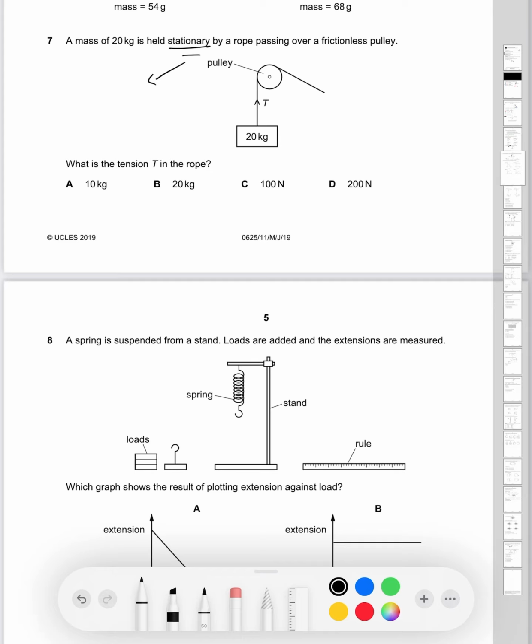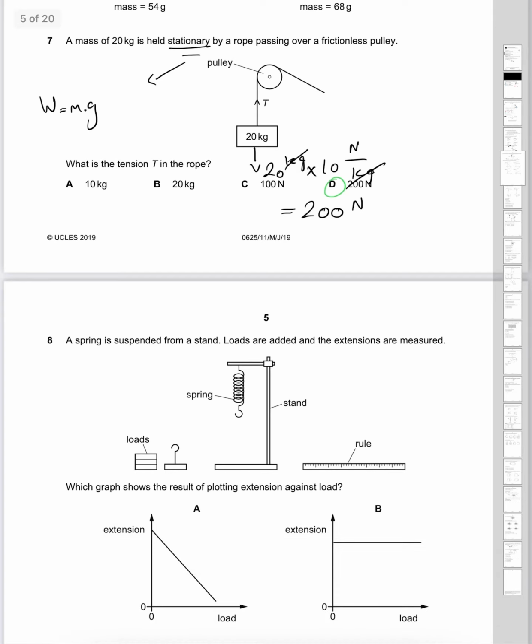And so in order to find out the tension in the rope, you need to find out what the weight of this mass is, which would be 20 kilograms times, you know that weight is equal to mass times gravity. Now, since at the beginning it says gravity, or g, is 10, we can say 10 meters per second squared, which would leave us with, over here, obviously, we would have to convert that into newtons per kilogram. Where kilogram and kilogram cancel out, leaving us with 200 newtons, which means that choice D is the correct answer, and the tension in the rope is also 200 newtons.